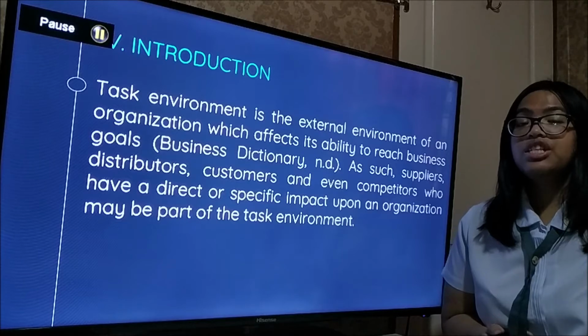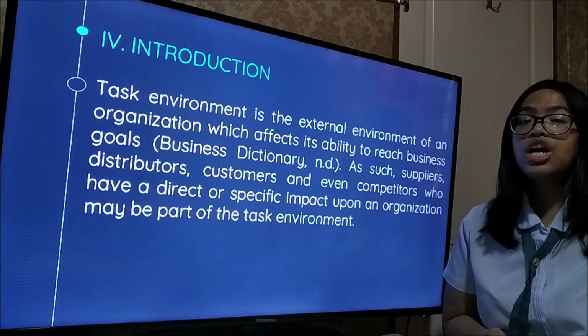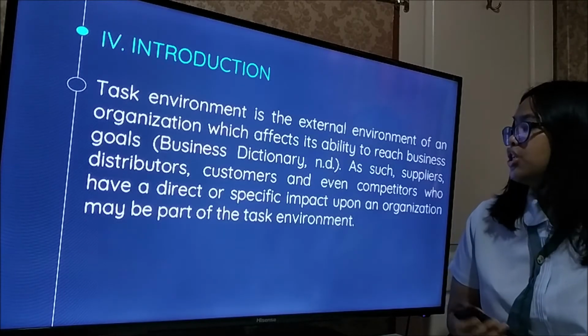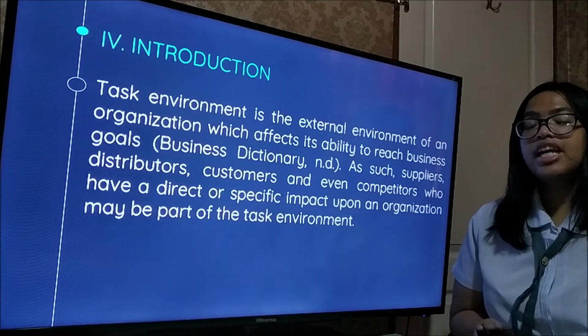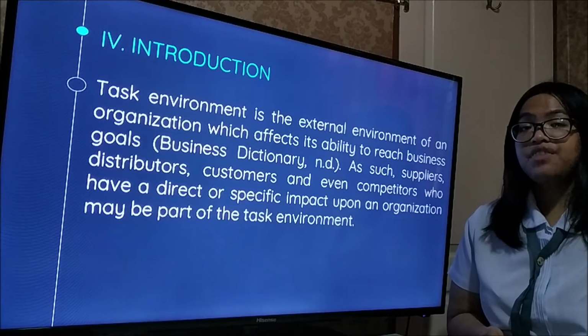According to the Business Dictionary, the task environment is the external environment of an organization which affects its ability to reach its business goals. As such, suppliers, distributors, customers, and even competitors who have a direct or specific impact upon an organization may be part of a task environment.